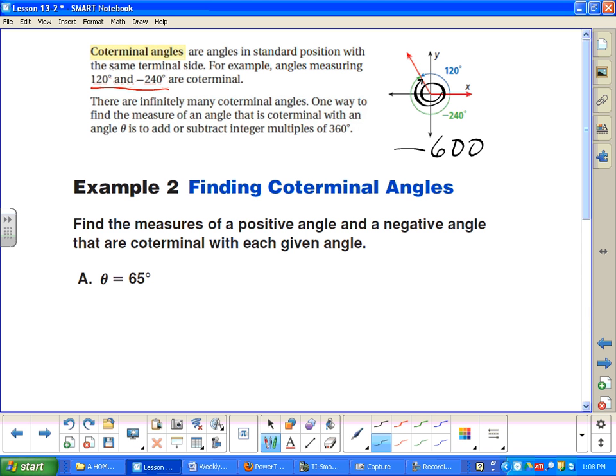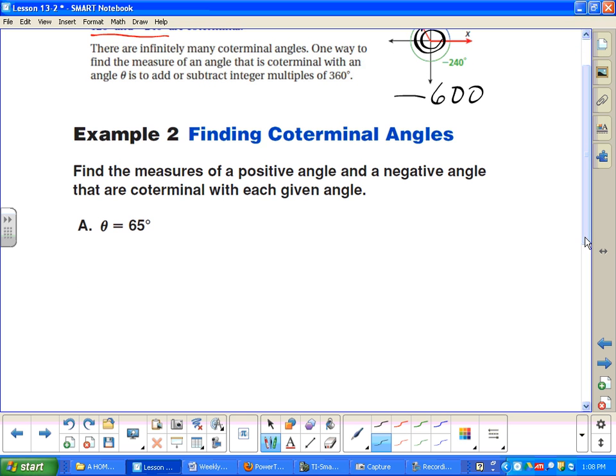Because that would be 240 plus 360, right? Or negative 240 minus 360 would give me a negative 600. So that angle is coterminal with those other two because they terminate at the same spot. They differ by multiples of 360 degrees. So this is real easy. Find the measure of a positive and negative angle coterminal with each angle.